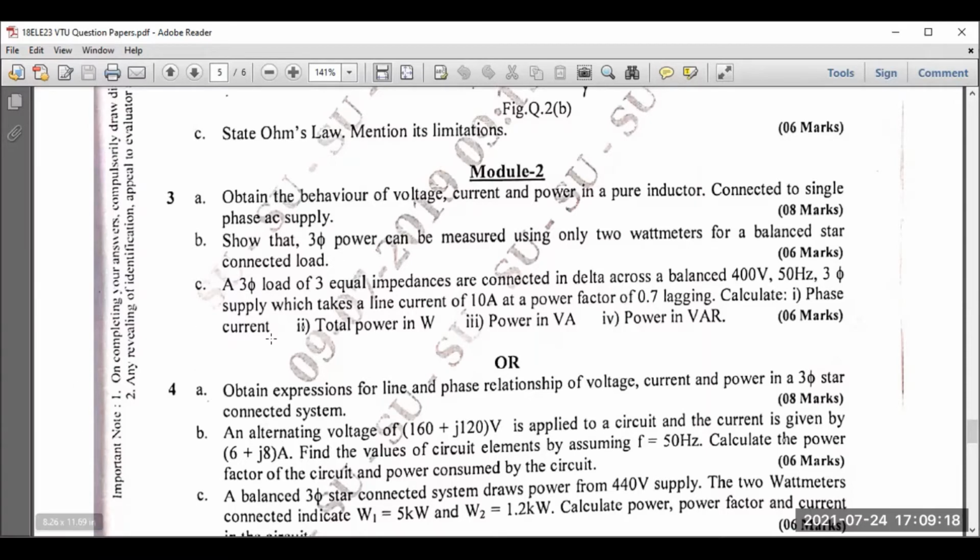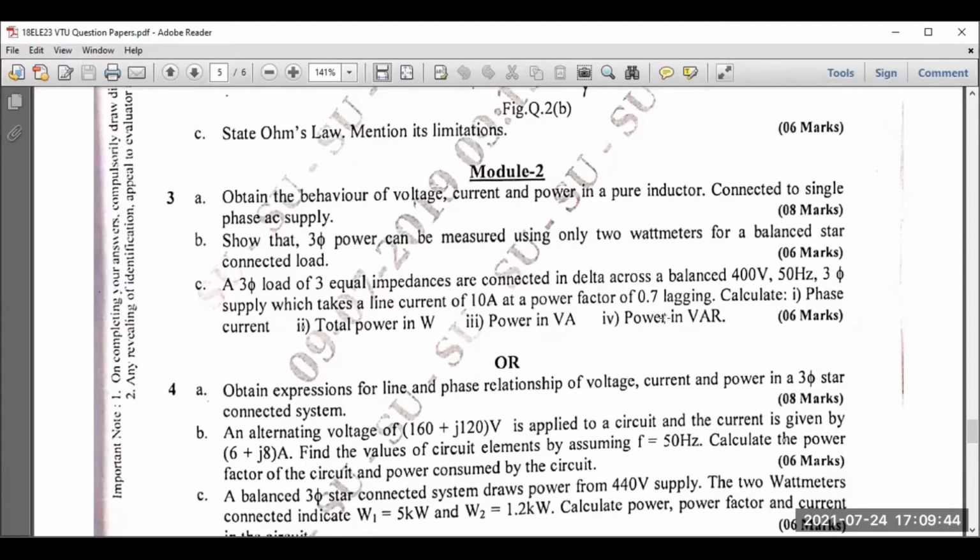Then if I talk about question C, a 3-phase load of 3 equal impedances is connected in delta across the balanced 400 volt 50 hertz 3-phase supply, which takes a line current of 10 ampere at a power factor of 0.7 lagging. Calculate the phase current, total power in VA. VA means apparent power, and VAR is reactive power. You can recall the equation.